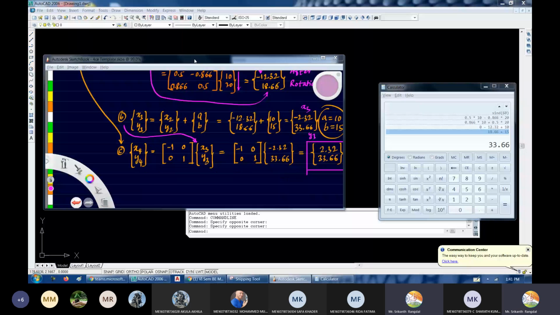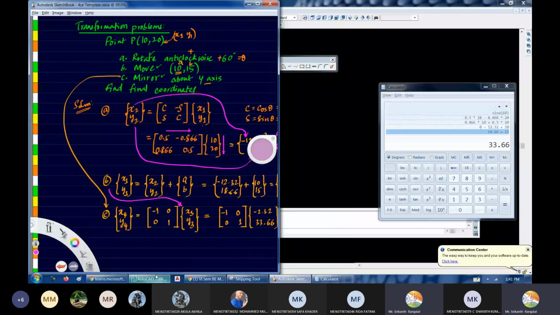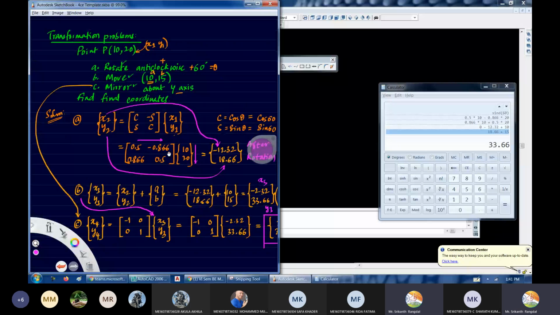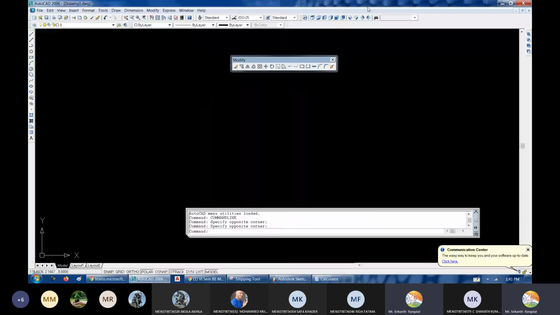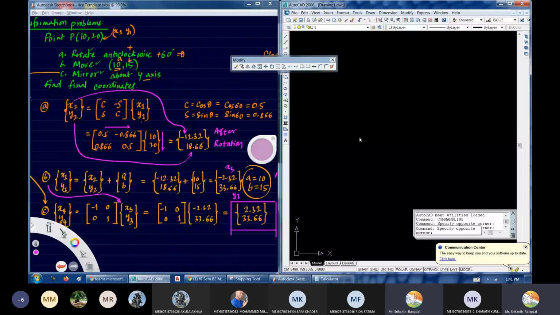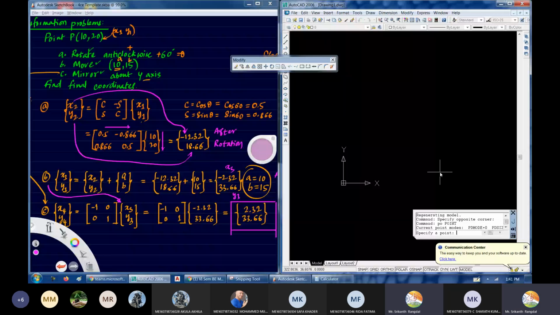Yes, sir. Okay. So now we'll take this AutoCAD sheet and perform the same operations that we have seen here, using AutoCAD. You can see this is the origin, and now let us place the first point. Where is the point placed first? 10, comma 20.